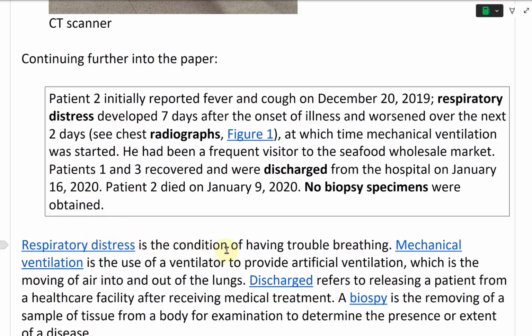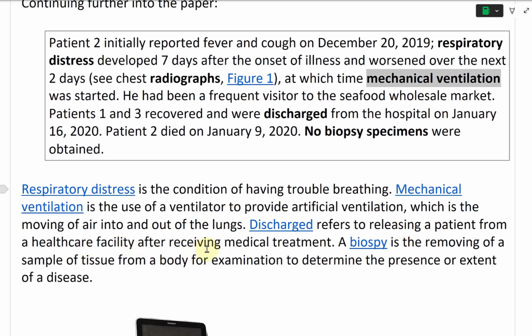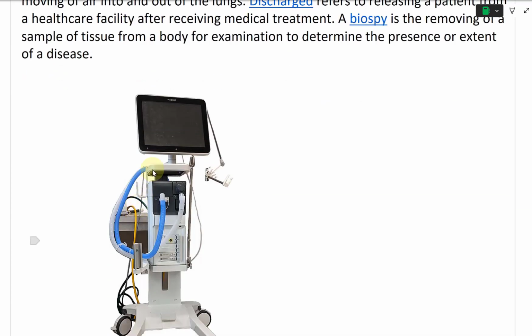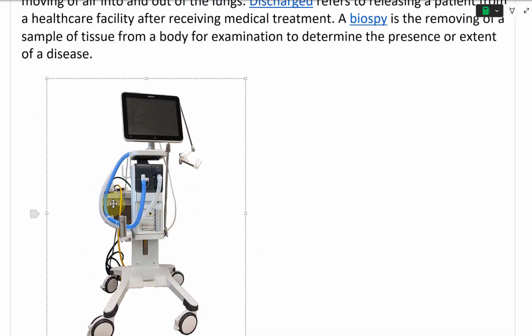So respiratory distress is the condition of having trouble breathing, and mechanical ventilation, right here. So this patient 2 had mechanical ventilation. It is the use of a ventilator to provide artificial ventilation, which is the moving of air into and out of the lungs. And discharge right here refers to releasing a patient from a healthcare facility after receiving medical treatment. And a biopsy is the removing of a sample of tissue from a body for examination to determine the presence or extent of a disease. And here is a ventilator right here. And then you just connect it to the person's body and have it breathe for them mechanically.